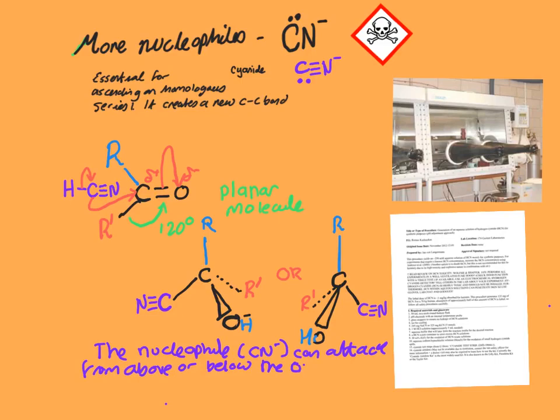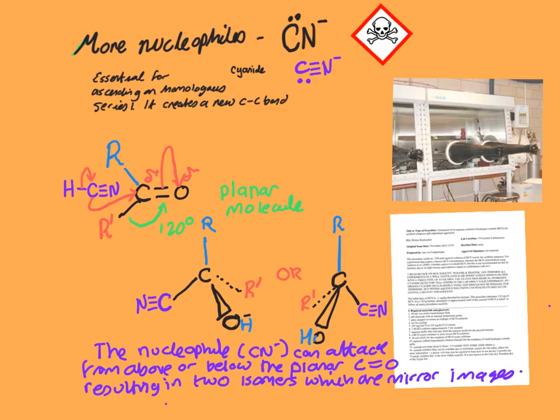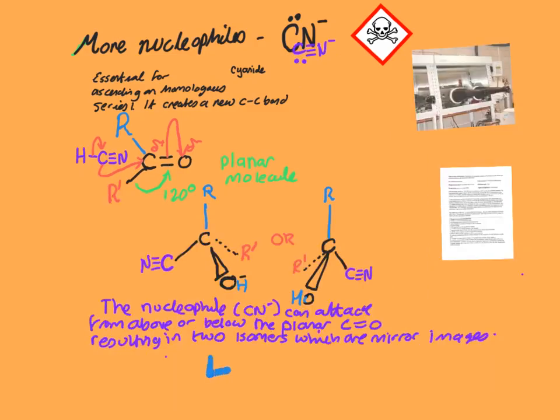And what you end up with is a mixture of two molecules which look identical, but they're actually not. They're mirror images of each other. So the nucleophile, because it can attack from above or below the planar carbonyl group, results in two isomers which are mirror images of each other. And we're going to have a look at a three-dimensional representation of them in a moment. The name for these molecules, or anything that has a mirror image of itself, is an enantiomer. So we end up with a pair of enantiomers.